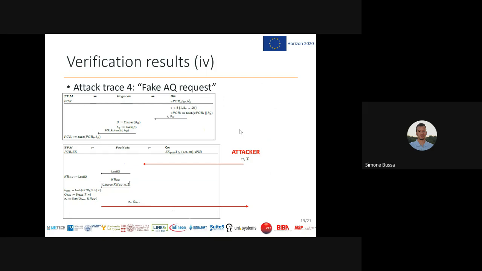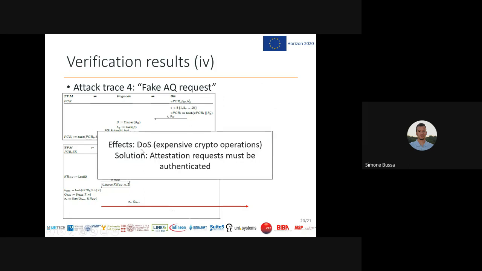And also in this case, it is a direct consequence of a missing authentication of a node, because also in this case, the attestation by quote protocol was not started by the real orchestrator, but by an attacker. So also in this case, this leads to a denial of service when the fork node is flooded by attestation by quote requests sent by an attacker.